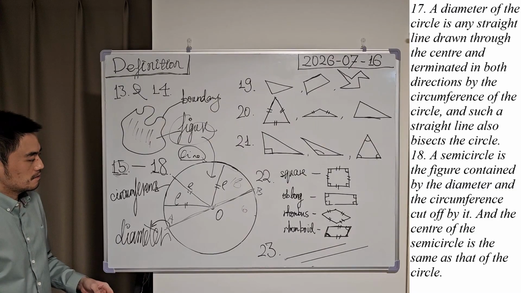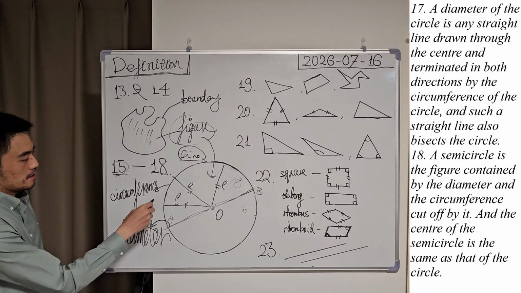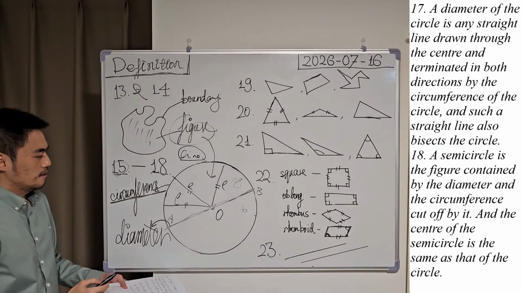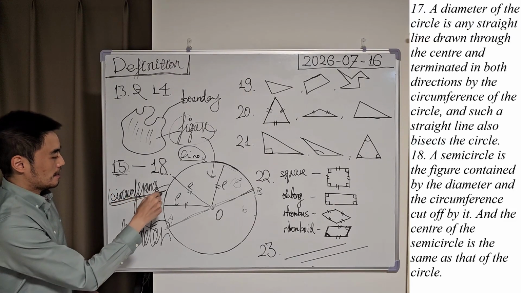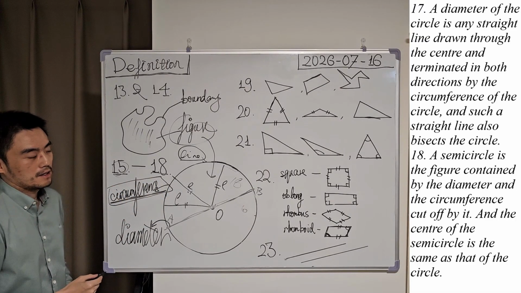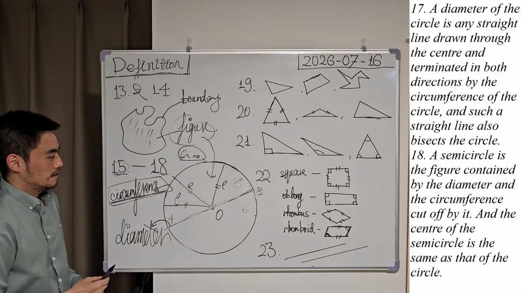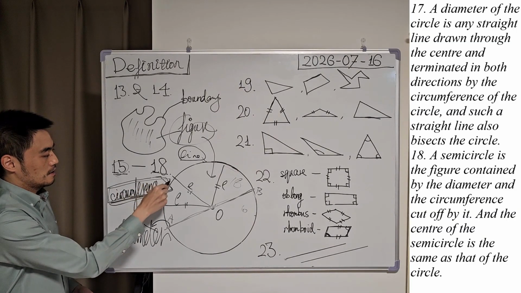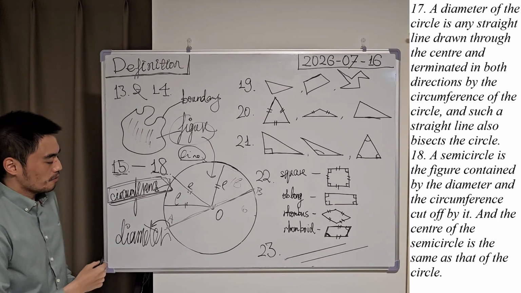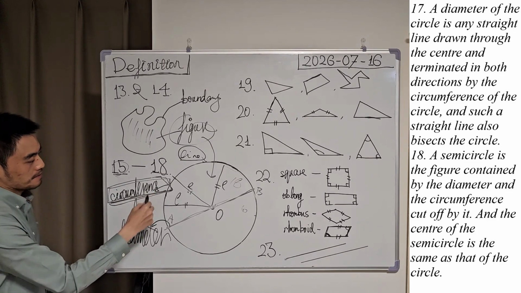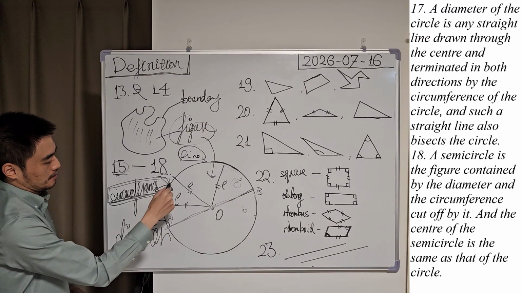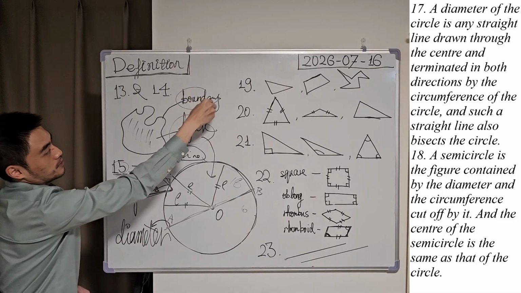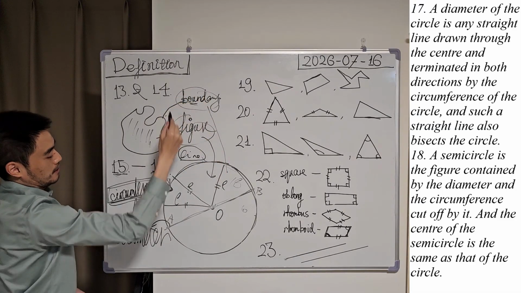I would like to say something about the terminology circumference. I think it is a little bit weird because circumference has never been defined in the Elements, but in definition 17 it is directly used. So I don't know why, but let's say the circumference is just this line, the boundary of this circle. Okay.